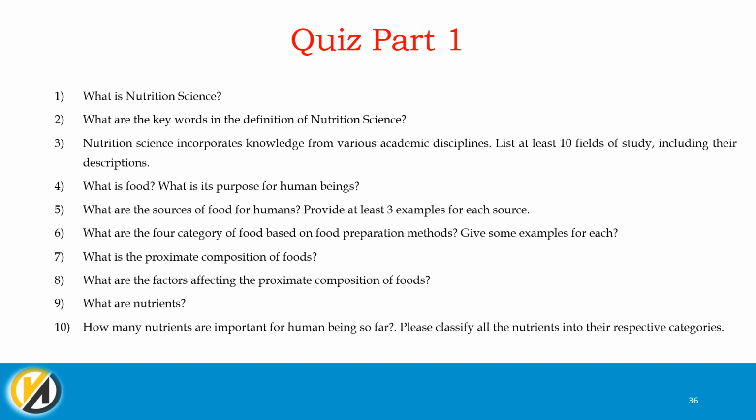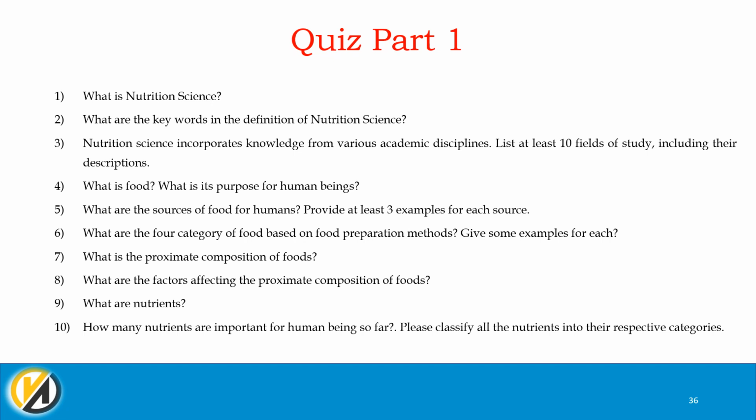What is food? What is its purpose for human beings? What are the sources of food for humans? Provide at least 3 examples for each source. What are the 4 categories of food based on food preparation method? Give some examples for each.